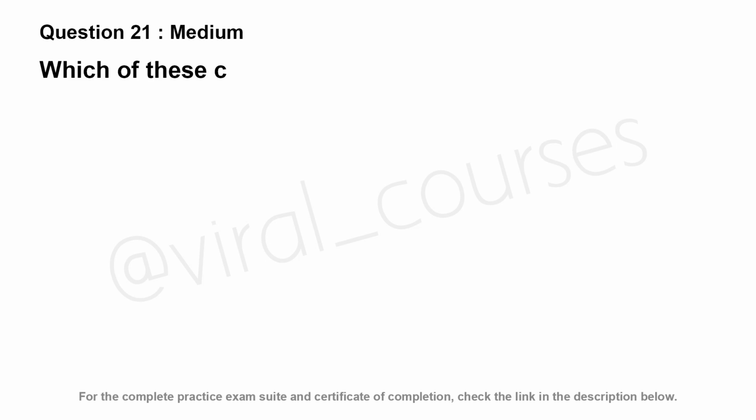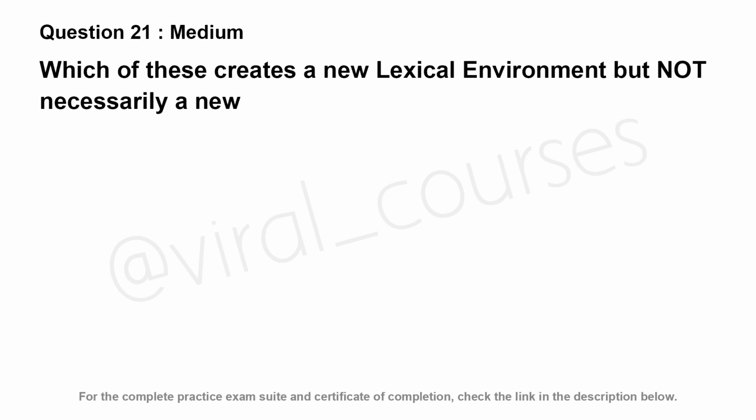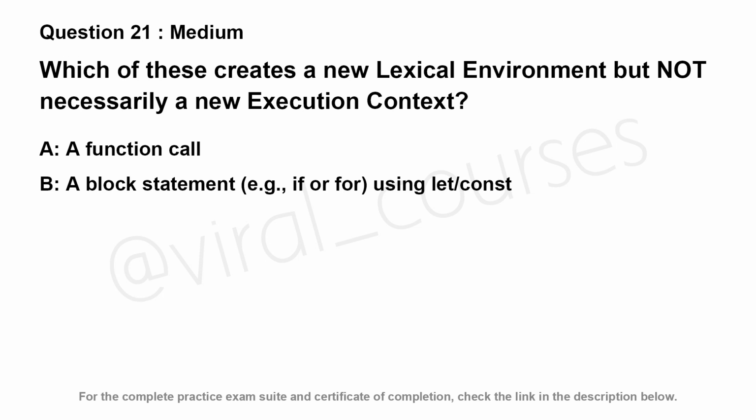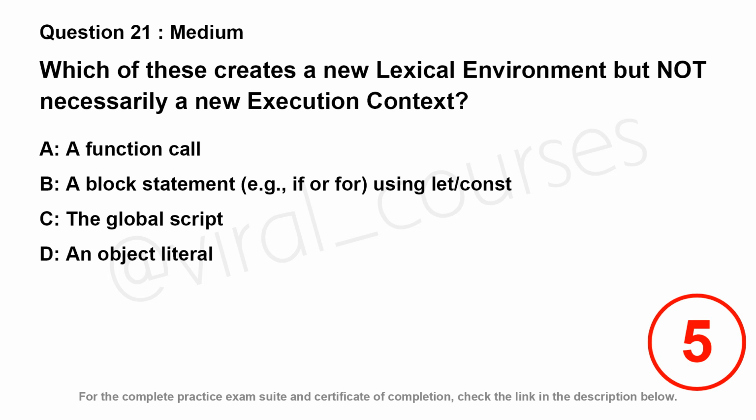Which of these creates a new lexical environment but not necessarily a new execution context? Option A. A function call. Option B. A block statement, e.g., if or for, using let or const. Option C. The global script. Option D. An object literal.